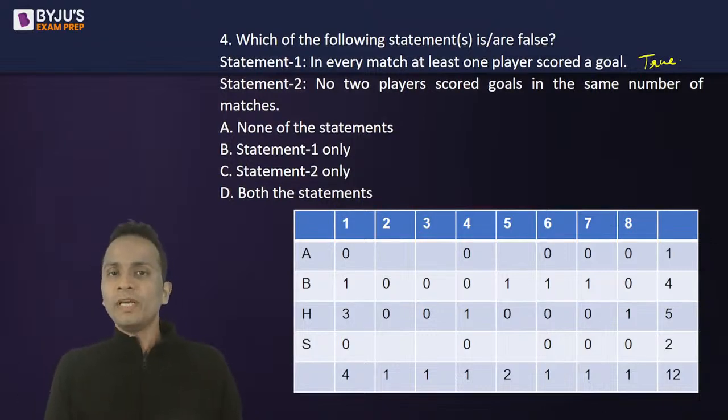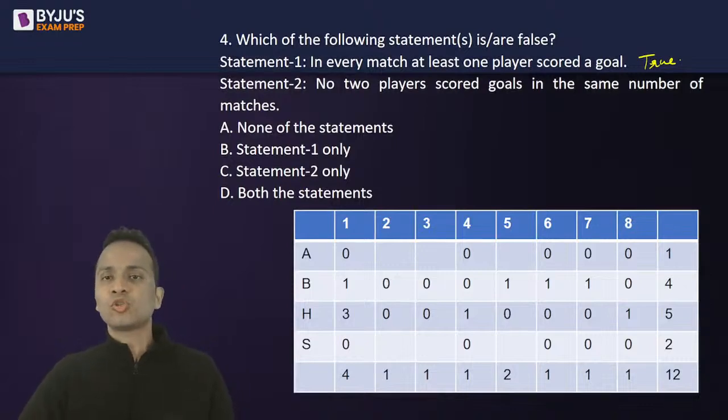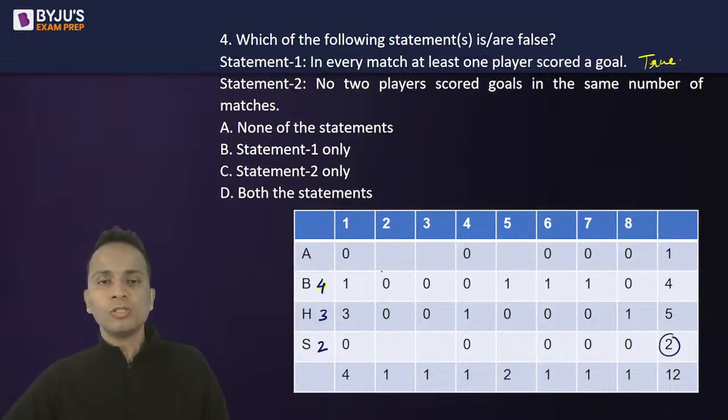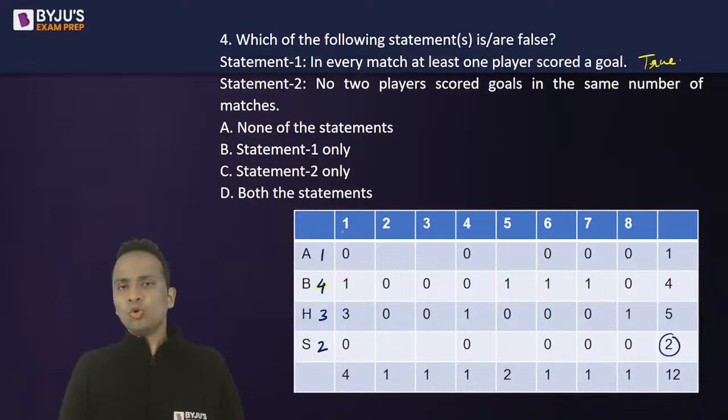Second statement: no two players scored goals in the same number of matches. So let's check it out. B has scored in 4 matches. H has scored in 3 matches. S will score in 2 matches because there are 2 goals, and A will score in 1 match. So no two players scored goals in the same number of matches. Yes, this statement is also true.